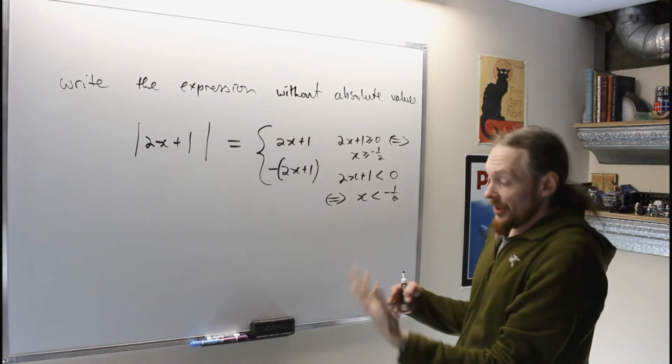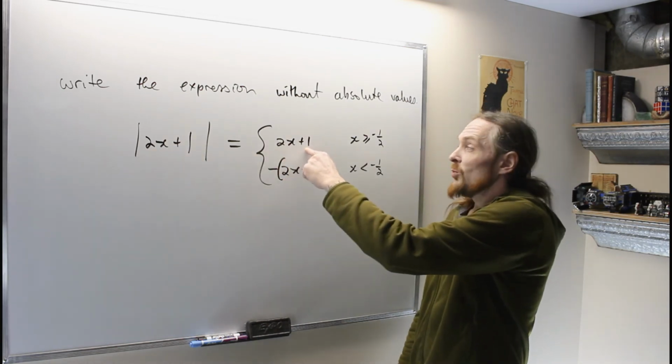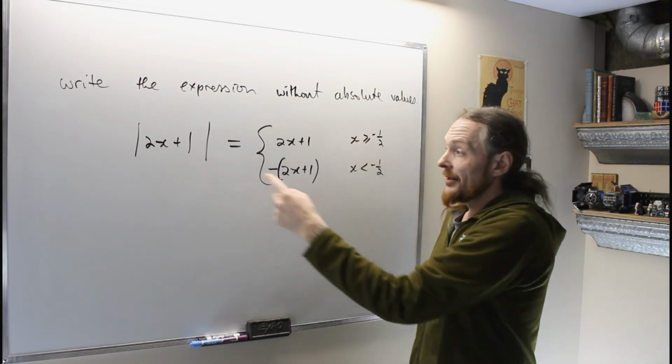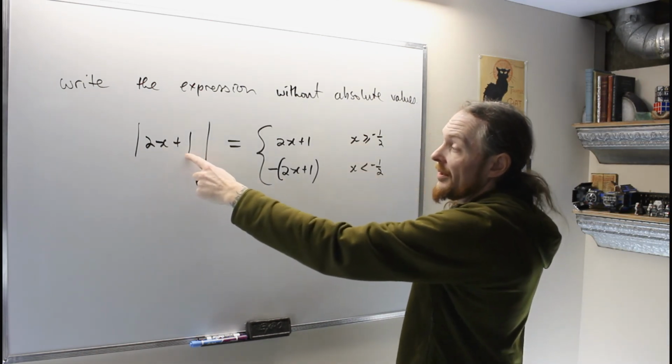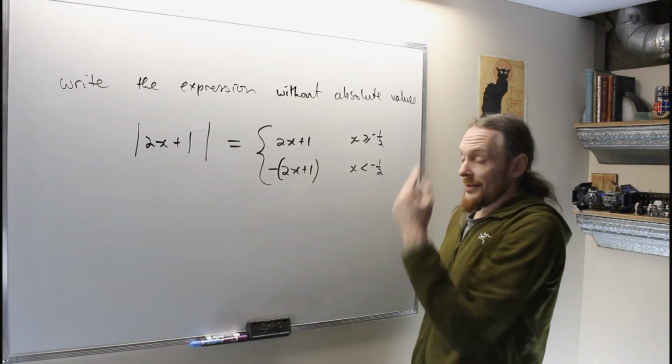So with the magic of editing, the absolute value of 2x plus 1 is equal to 2x plus 1 if x is greater than or equal to negative 1/2, and equal to negative 2x plus 1 if x is less than negative 1/2.